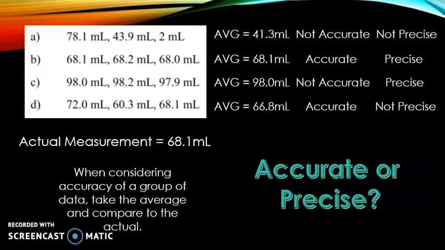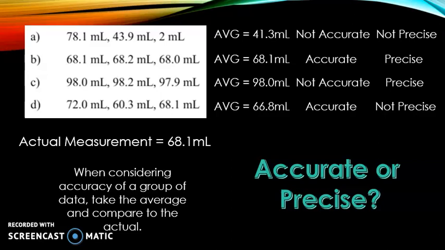Group B, the average was 68.1. Well, that's exactly on target, so I would say that this group is very accurate. Not only that, but they're all in the 68 range, so I would also say that this group is precise. Group B is kind of like the holy grail of measurements.